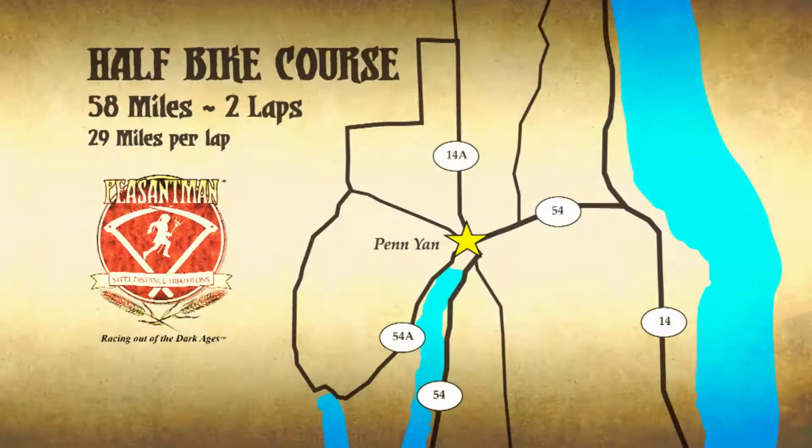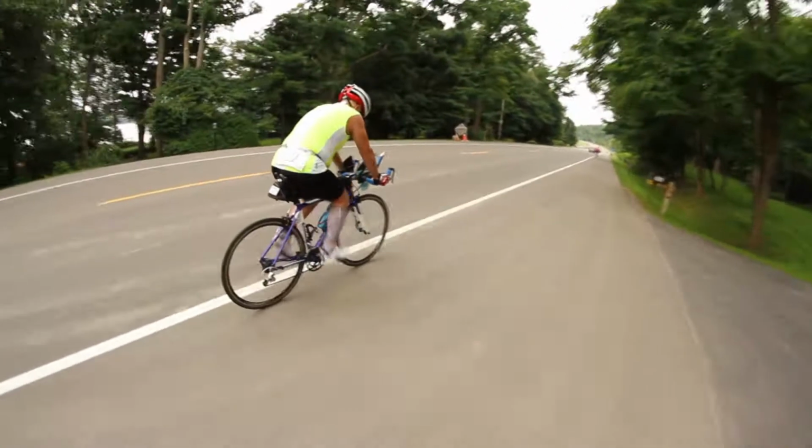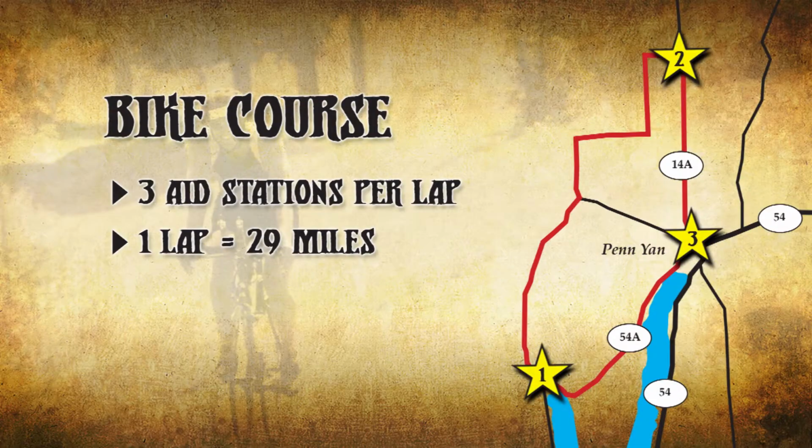It's a 29-mile bike loop, meaning for the half steel distance, you'll be doing it 2 times. This brings the total bike distance to 58 miles. This is what makes it a steel distance course. Each lap has 3 aid stations, so for your race, you will be passing 6 water stations.